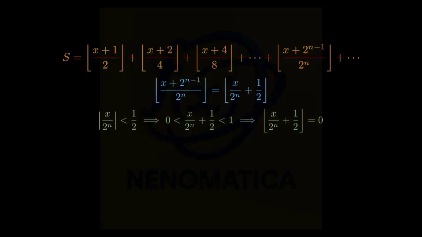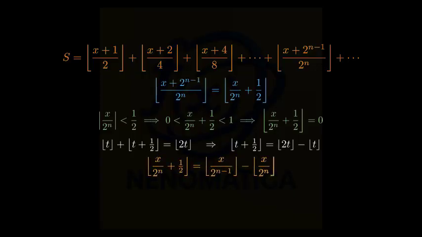The key identity. There is a handy relation for floor functions. Floor of t plus floor of t plus 1/2 equals floor of 2t. We rearrange it to get floor of t plus 1/2 equals floor of 2t minus floor of t. Now substitute t equals x over 2 to the n. That turns each term into a difference of 2 floors. So the sum will telescope.